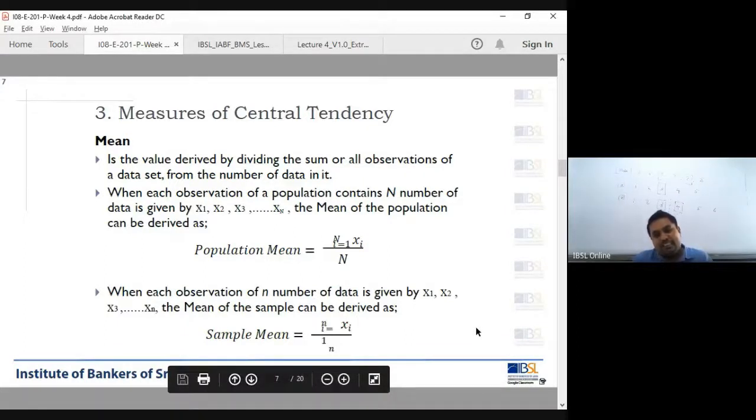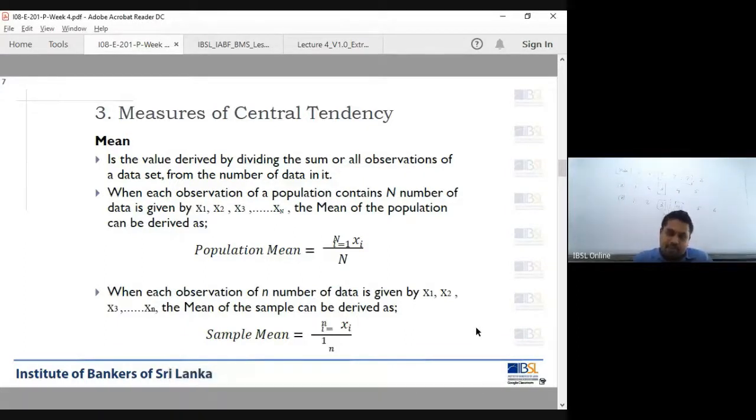Okay, so having discussed these two points, we will come to the most popular point we are going to discuss throughout the next couple of slides, that is the mean, or the arithmetic mean to be precise. This is the value derived by dividing the sum of all observations of a data set by the number of data points in it. I repeat, it's nothing but the mathematical summation of a data set divided by the number of data points in it. Let's say we have 10 data points. Calculate the arithmetical total of those data points, divide by 10, and that will give you the mean.